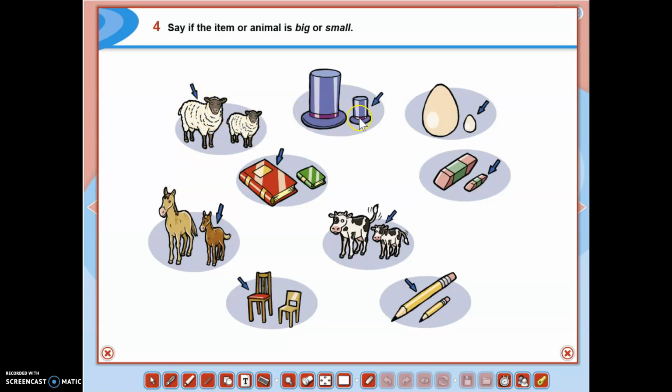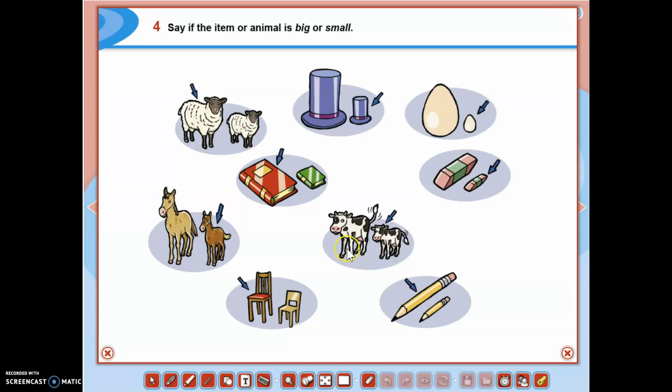Hat, where is the sign here? We have a small hat, really small. Where is the sign with الإشارة? On the small egg, small egg. Where is the sign here? On the big book, the big book. Where is the sign here? Small horse, صغير. Where is the sign here? Small chair, on the small chair.